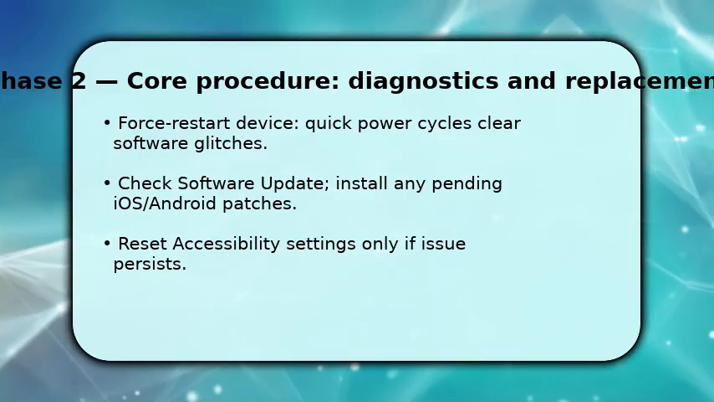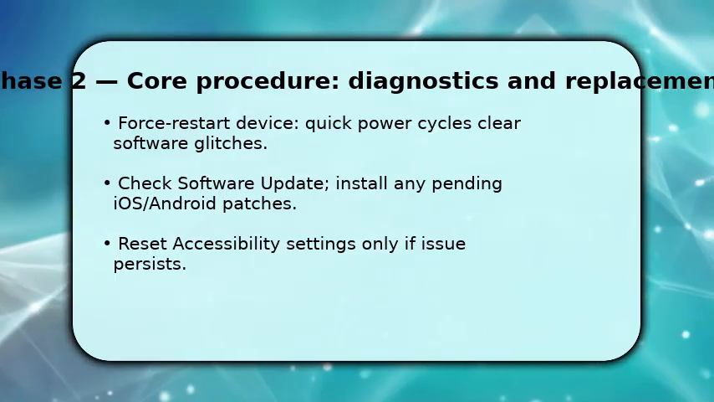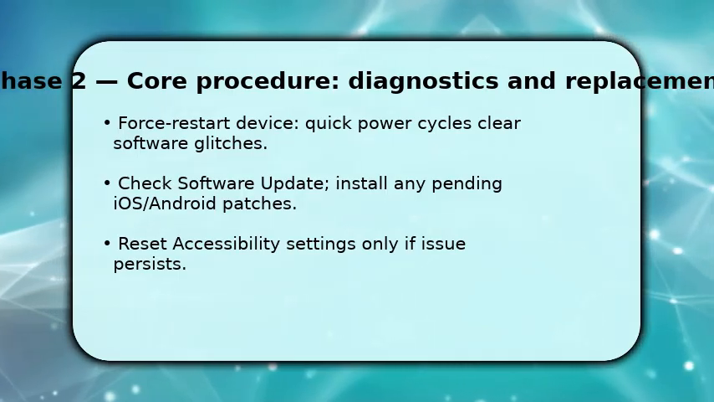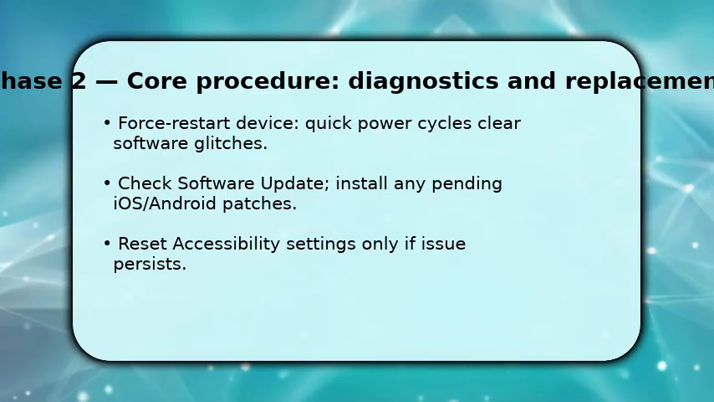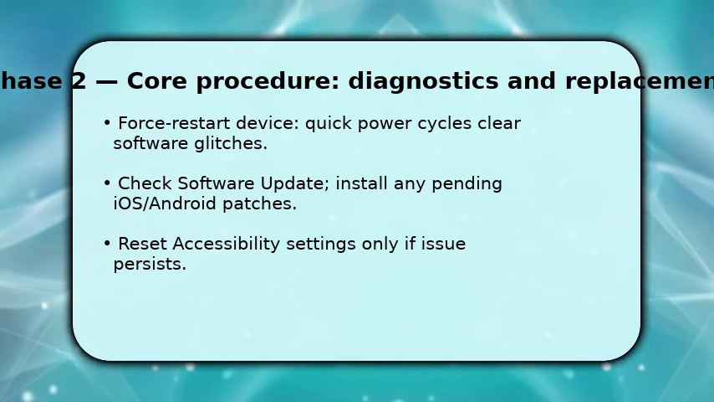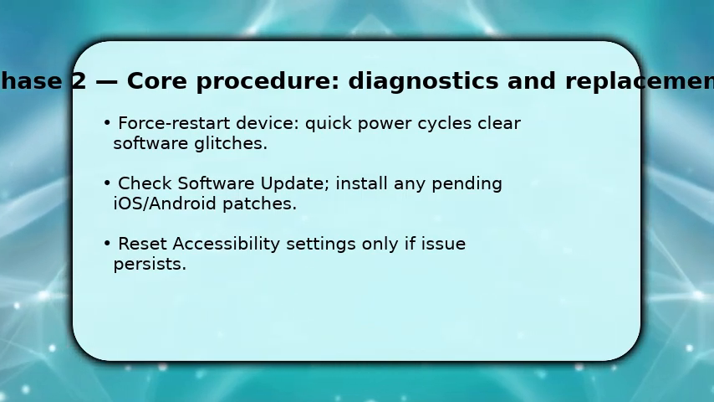If the problem continues, reset only accessibility settings rather than full factory reset. This preserves apps and data while restoring accessibility defaults. Make sure to re-enable AssistiveTouch after resets, then test tap, drag, and long press gestures.